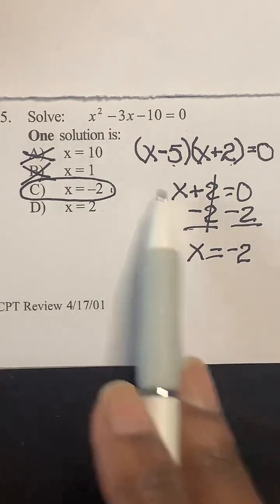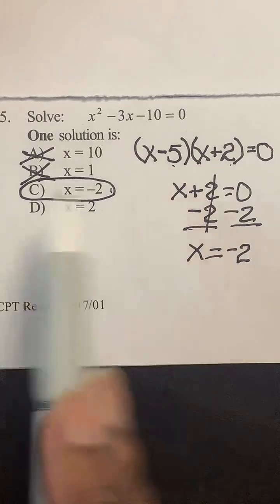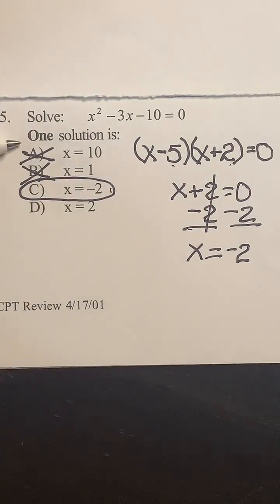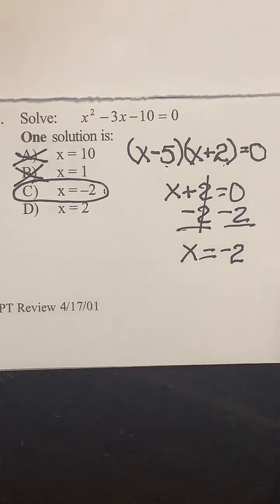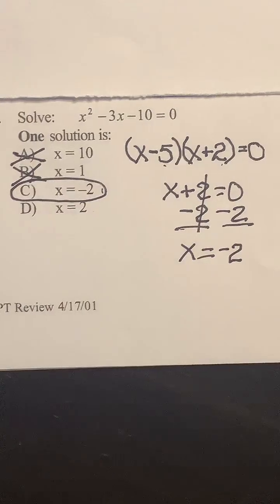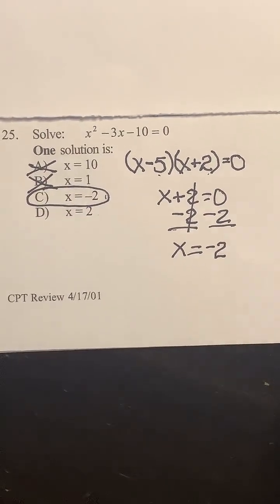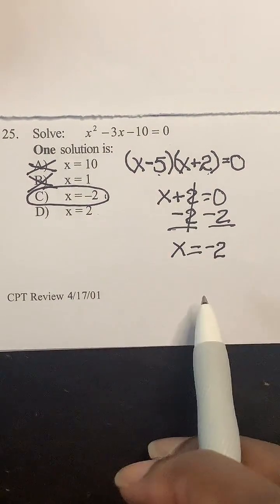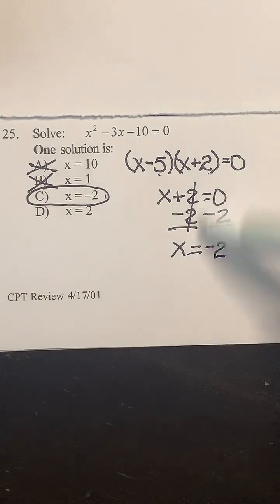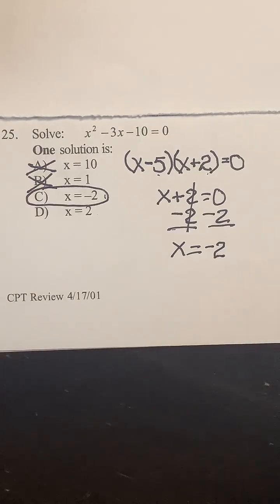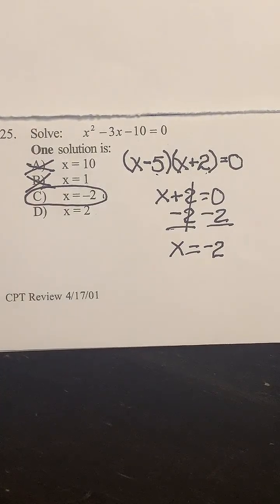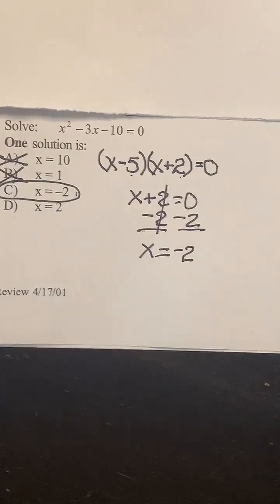We don't need to worry about the x minus 5 because it says it only wants one solution. They didn't want both of them. Now, when it comes to a lot of these standardized tests, they just want their answer. They're not going to collect your scrap sheet of paper to see what your work is. That's what they do in the classroom. But when it comes to the GED, ASVAB, ACCUPLACER, they're not going to do any of that.